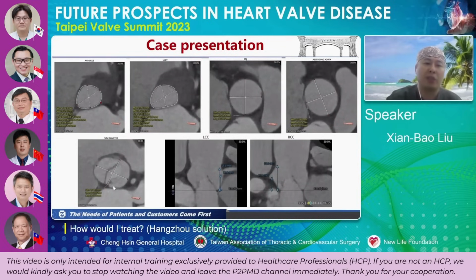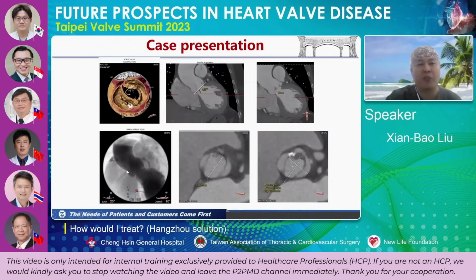For this patient, there is moderate to severe AS with severe AR. And we can see right here, the patient is bicuspid with almost no calcification. So this is not a typical case for the Hangzhou solution. So maybe for this patient in our center, we will not use it.